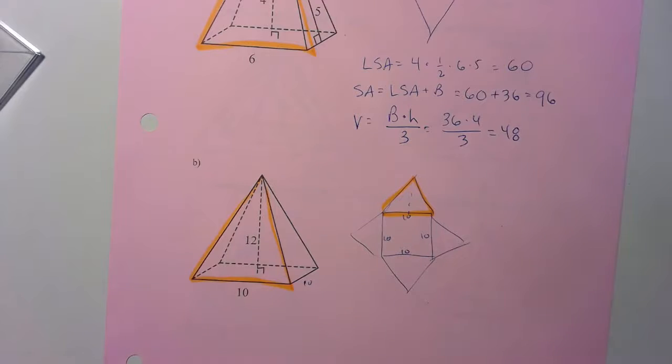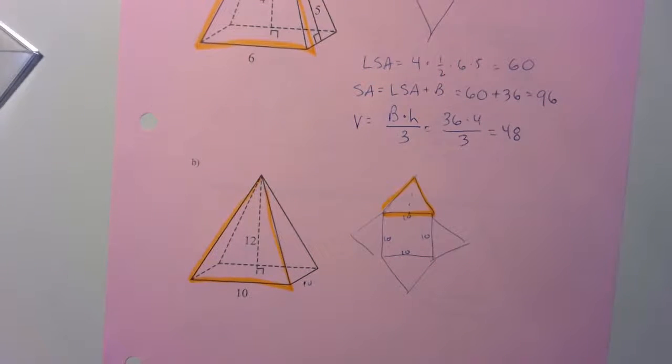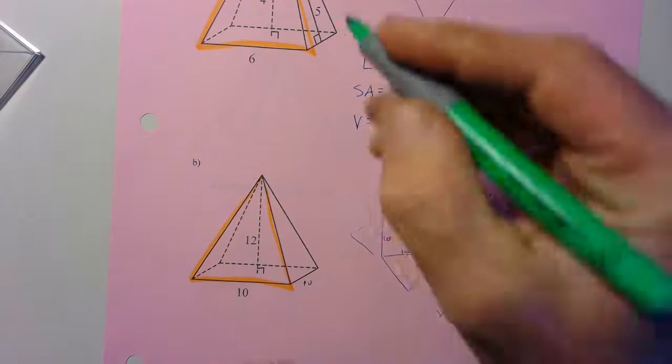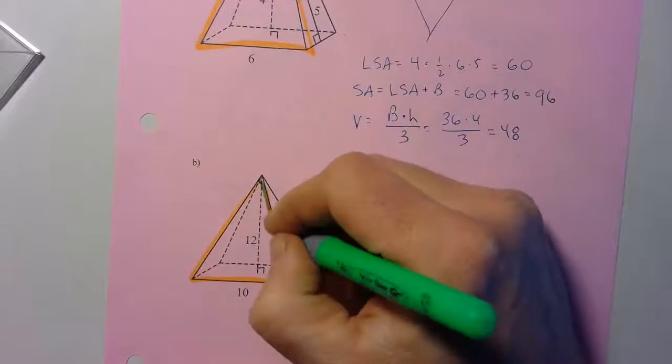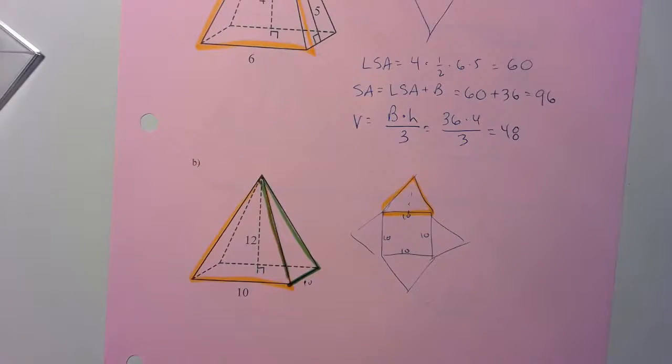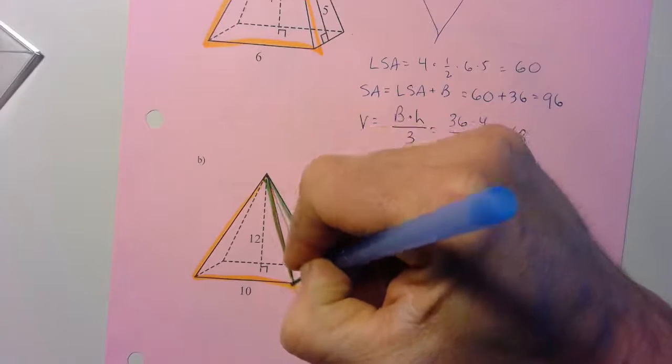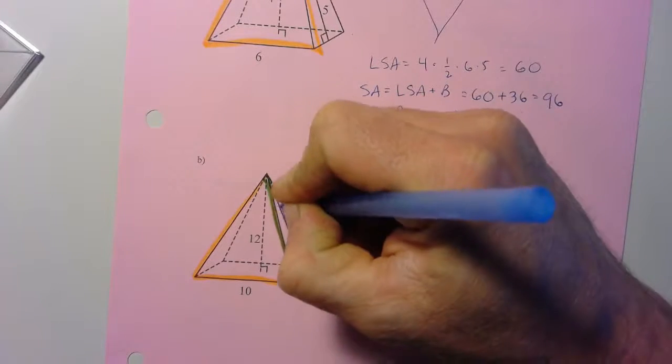Actually, I should have highlighted a different triangle. I should have really been highlighting this one because it's probably easier to see if we do this triangle right here. Okay? And if we look at that triangle, we can see that the height of it is right here. There's the slant height of that triangle.